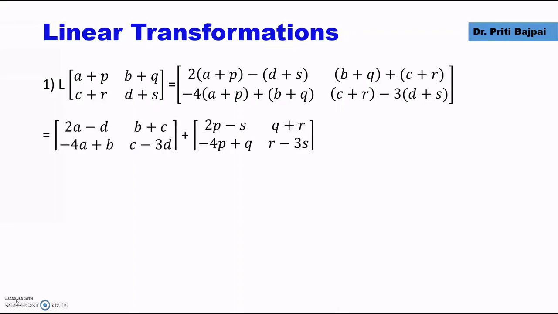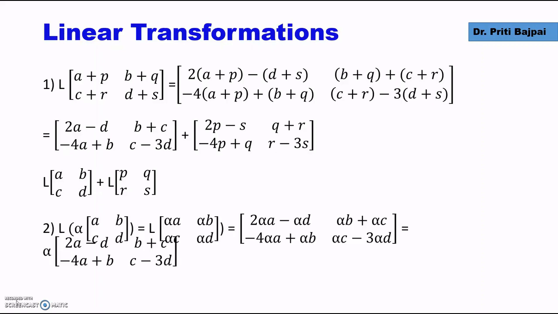Now, this can be written as a sum of two matrices: (2A - D, B + C; -4A + B, C - 3D) plus (2P - S, Q + R; -4P + Q, R - 3S). This is nothing but L of (A, B; C, D) plus L of (P, Q; R, S). So the first property is satisfied. Let's check the second property.